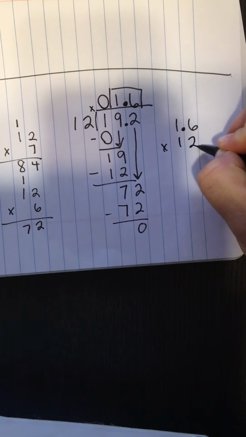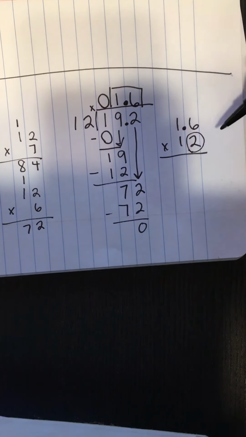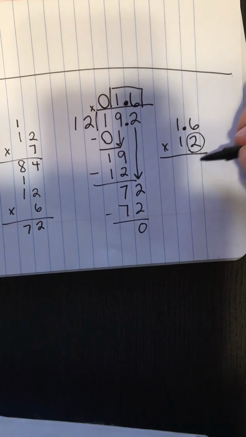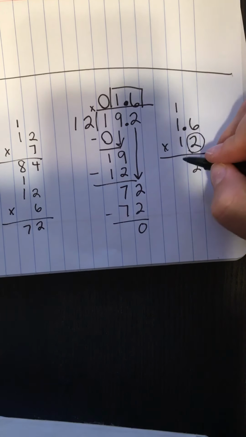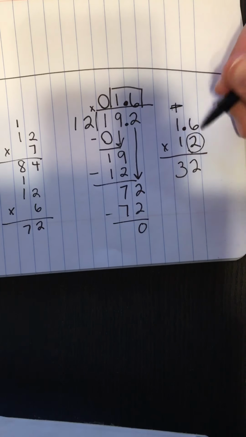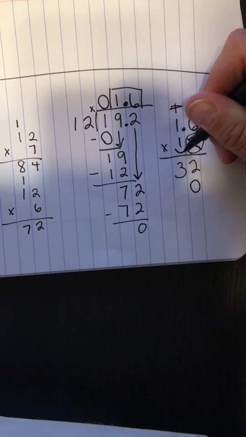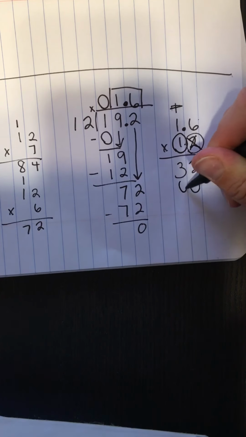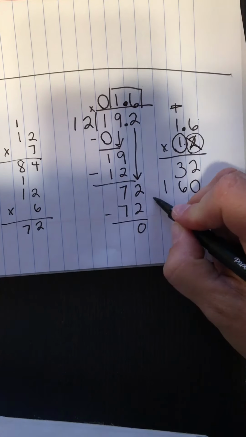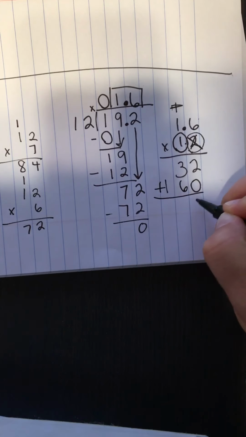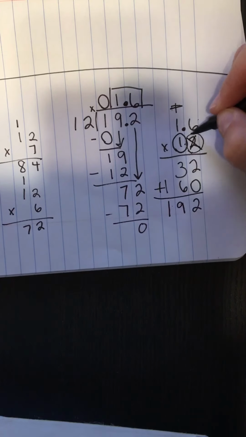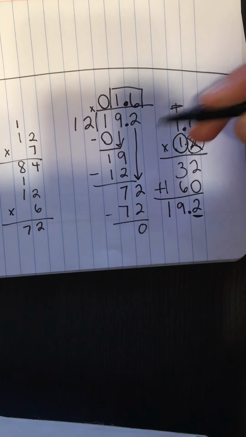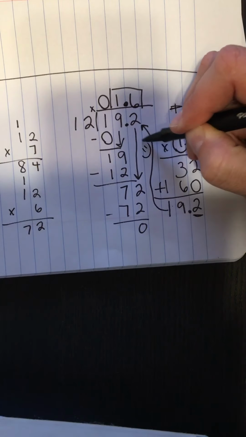1 6/10 times 12. Circle the 2. 2 times 6 is 12. 2 times 1 is 2, plus 1 is 3. Then tic-tac-toe. Circle my 1. 1 times 6 is 6, and 1 times 1 is 1. Then I'll go ahead and add these. 2 plus 0 is 2. 3 plus 6 is 9, and 1 plus nothing is 1. 1 digit behind the decimal. Hey, got back to where I started. Means my quotient is 1 6/10.